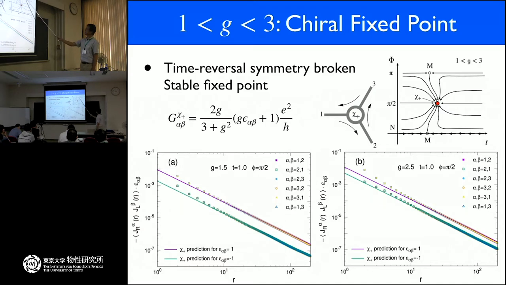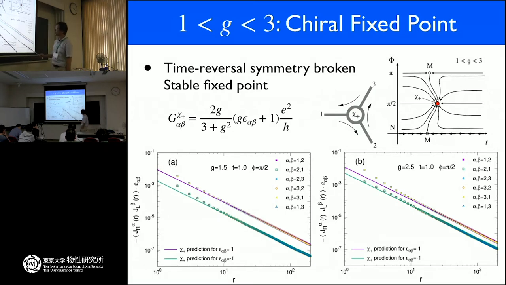If you tune the G in this region, there's a chiral fixed point. This is a time reversal symmetry broken fixed point, but it's a stable fixed point. So we can sit on the fixed point and just do a calculation. And yes, it breaks the chirality. There are two sets of different chiralities. For example, 1, 2 and 2, 1 are different. So 1, 2 will be here, 2, 1 is here.